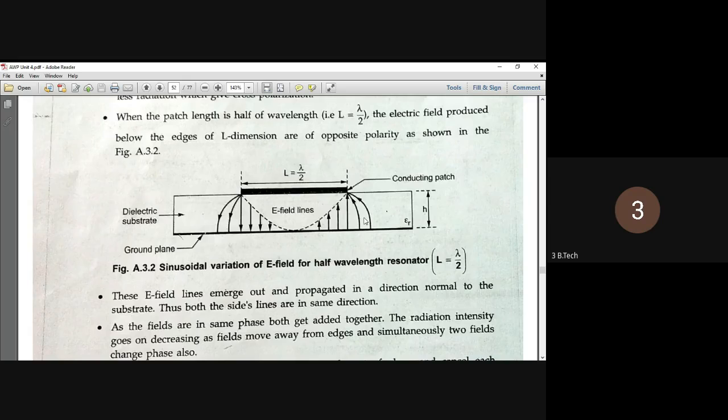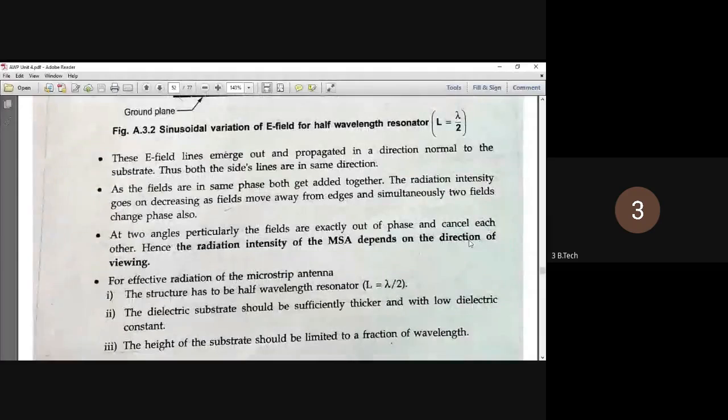Thus both the side lines are in same direction only. So as the fields are in the same phase, both get added. ఇందాక చూపించాను మీకు. Radiation intensity goes on decreasing as fields move away from the edges. One is radiation intensity and microstrip antenna depends upon the direction of the E field. So for effective radiation of the microstrip antenna, the antenna has to be a half wave, lambda by 2 condition undali.